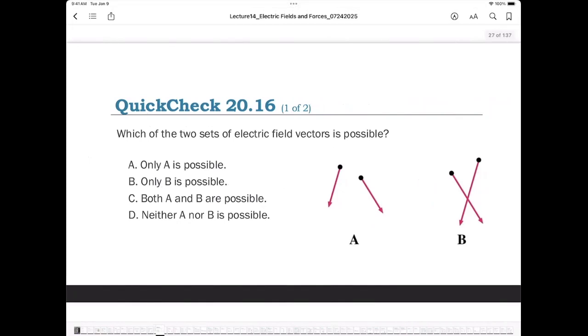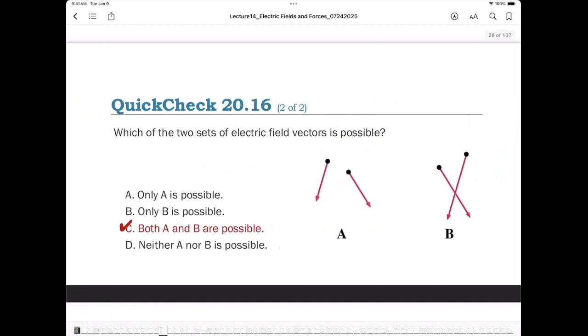Which of the two sets of electric field vectors is possible? Here are some source charges here and here. Which of the two sets? If the vectors point outward, this means this is positive, this is positive, and this is positive. Actually, you're not sure if there are other charges around this one. Also, the electric fields will be a superposition, so you can see the vectors can be crossed. So the answer should be both A and B are possible.